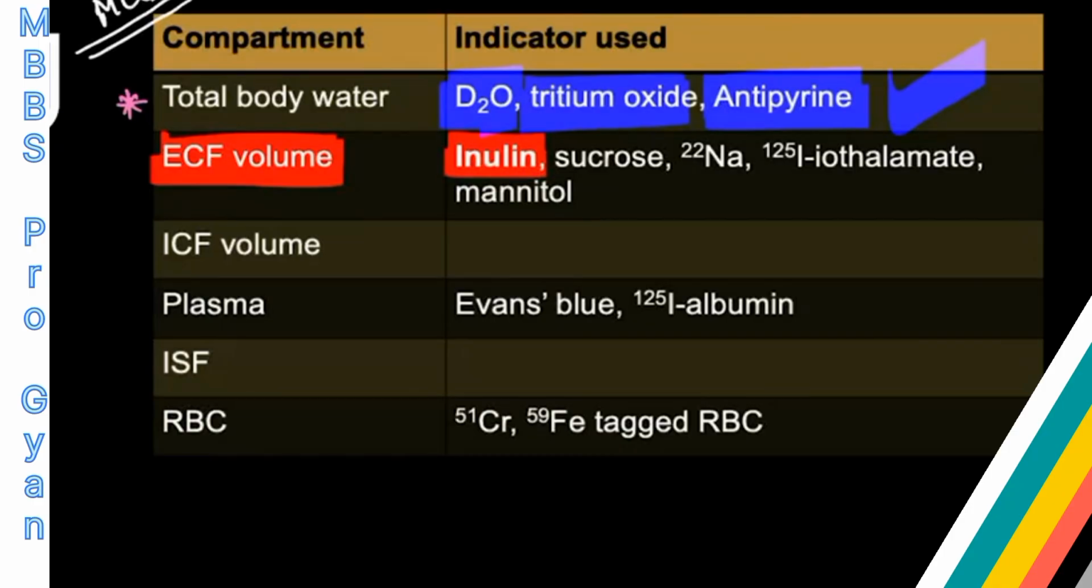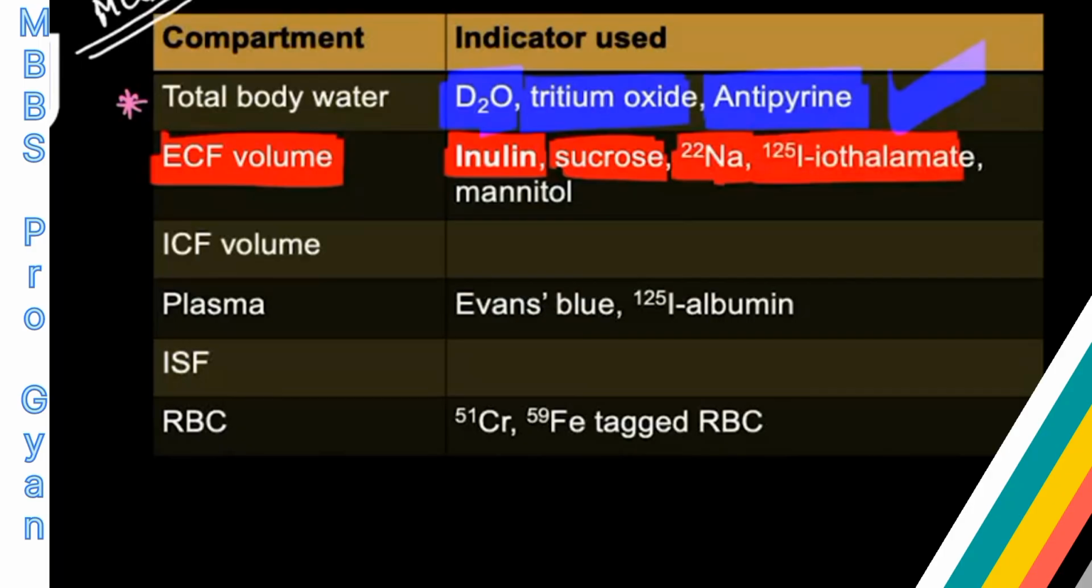Inulin is freely permeable to the capillary, but it is impermeable to the cell membrane. Similarly, if you use sucrose, not glucose, because glucose will easily enter inside the cell, but sucrose, because it's a disaccharide, will not be able to enter inside the cell. It will be distributed in the plasma as well as in the interstitial fluid. So again, it can give you a measurement of ECF volume.